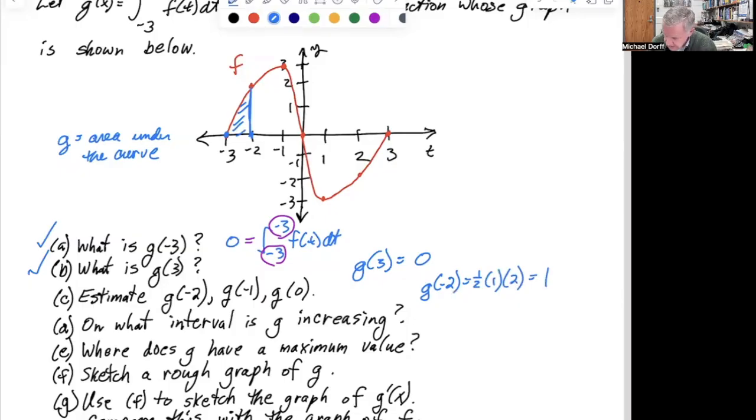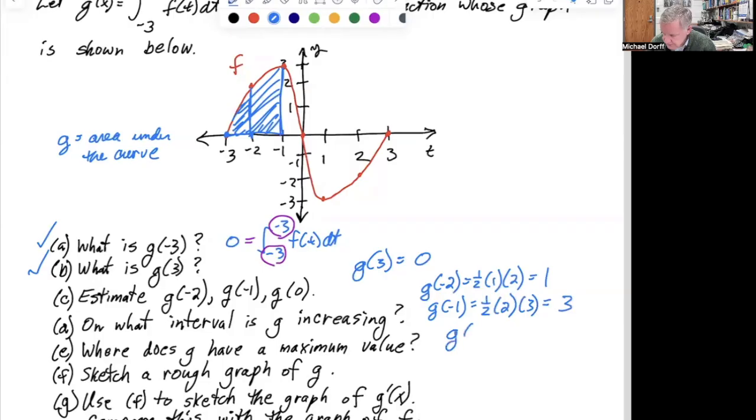What about g of -1? Well, now I'm going from here to there. It's kind of still like a triangle, not quite, but we're just estimating the area, so we'll just say it's a triangle. The base there now is 2, and the height looks to be 3. So 1/2 times 2 times 3 would give me 3 for that.